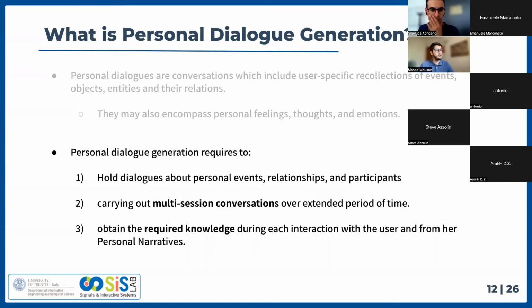So we need to first hold a dialogue about such events and relations and participants, which is absolutely different from a possible flight booking or restaurant booking. Moreover, it's also different from a possible chit-chat, where there is no objective at the end. Meanwhile, what happens in personal dialogues, which is currently not touched by the research, is the idea of multi-session conversations.